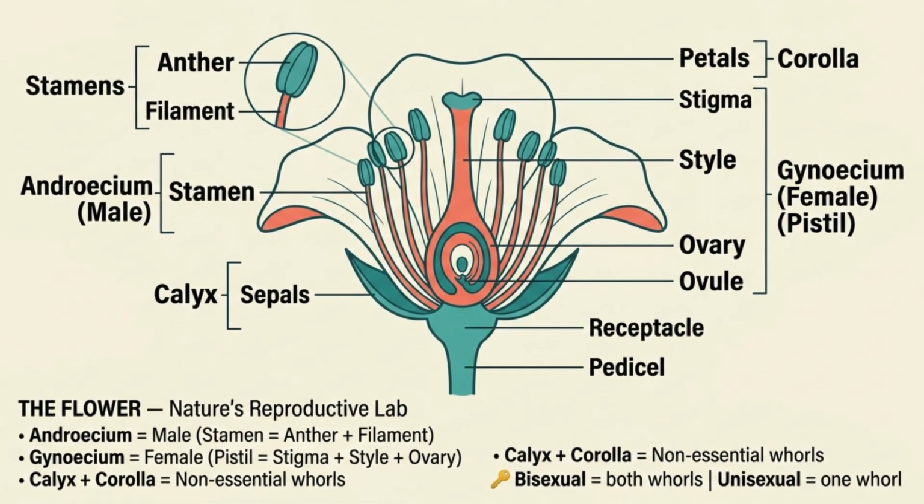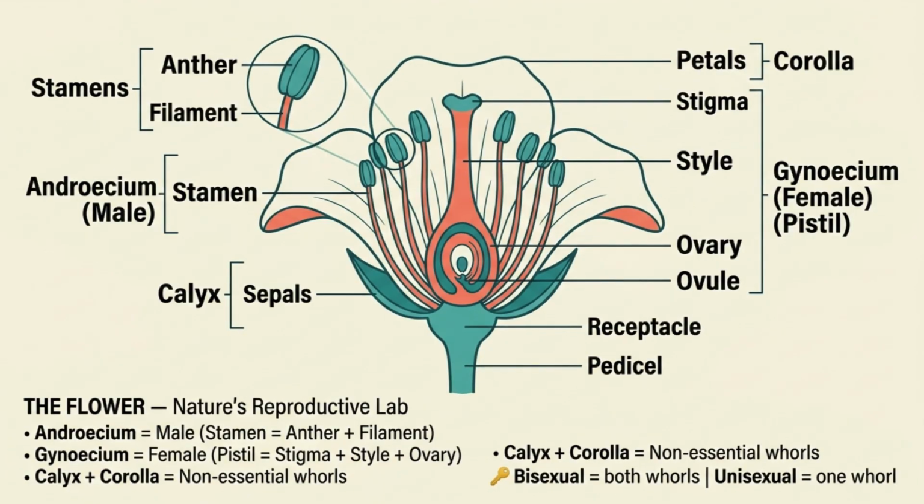The androecium is the male part. Each stamen has an anther and a filament. The anther is where pollen is produced. The gynoecium is the female part. The pistil has a stigma to receive pollen, a style, and at the base, the ovary containing ovules. These ovules later become seeds. Remember, if a flower has both, it is bisexual or hermaphrodite. If it has only one, it is unisexual.